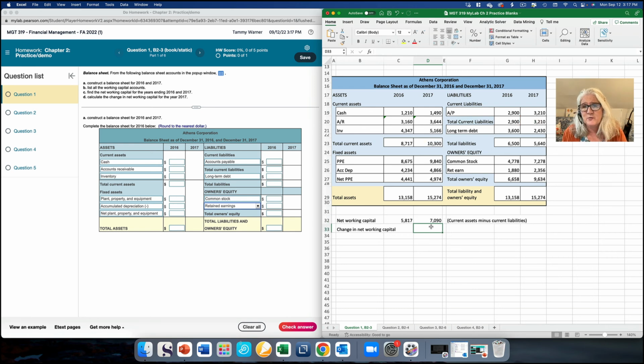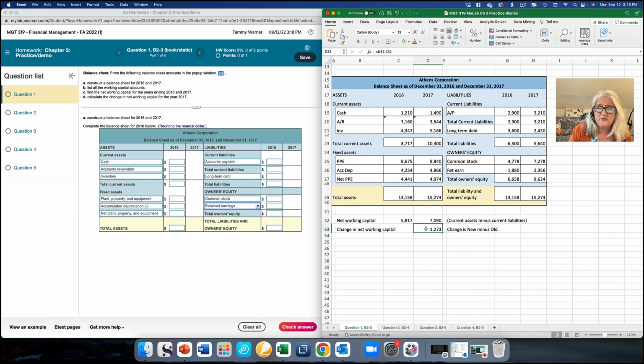And so the change in working capital, when we're looking at changes, and when we go to do percentage changes in this class, the change is you subtract the old from the new. So it's new minus old. Okay. So 7090 minus 5817. So our change in net working capital should be 1273.